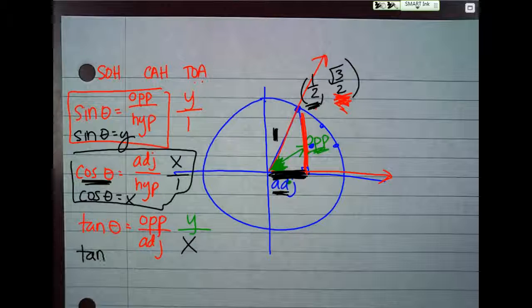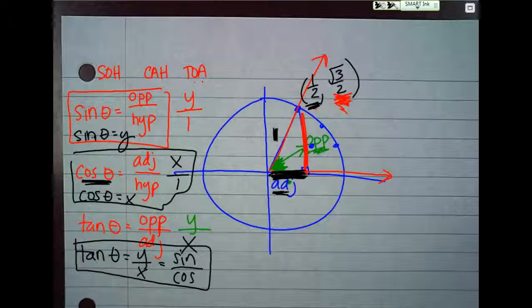We also call it, sometimes y is the same thing as sine. So we also call it sine over cosine. Okay? Now then, to put this in your notes, we'll start with that.